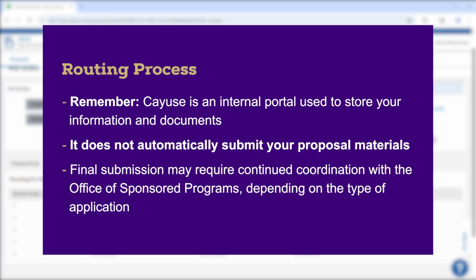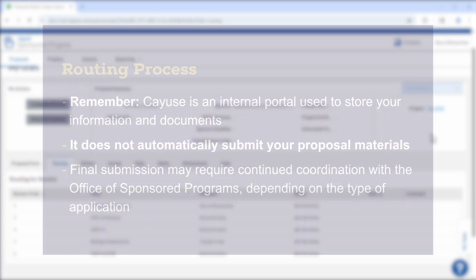Remember that Cayuse is only an internal portal that stores your information and documents. It will not submit your proposal materials automatically. Depending on the type of application, you may need to continue to coordinate with the Office of Sponsored Programs to finalize your submission.